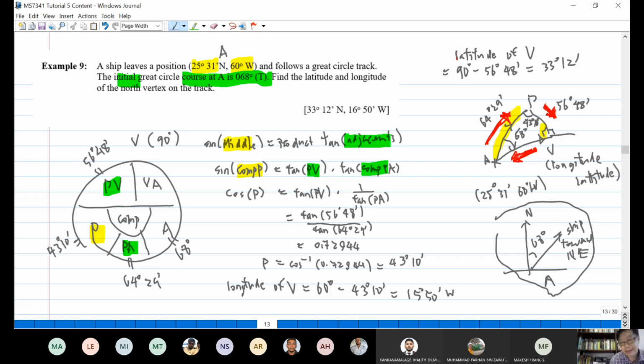Okay, so this is example 9. The answer is actually here already. This question is about a right angle spherical triangle. For a right angle spherical triangle, you need to apply Napier's rule. And Napier's rule has two rules: sine of middle is a product of cosine of opposite, or sine of middle is a product of tangent of adjacent. Which one you use depends on what information is given to you, then you see the best way to find the unknown.